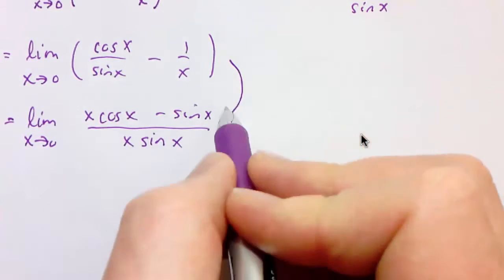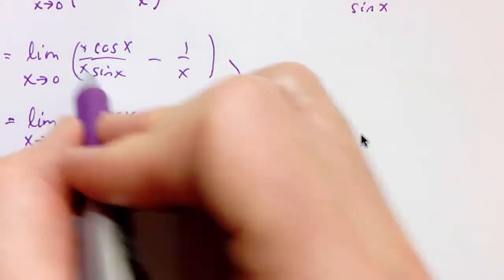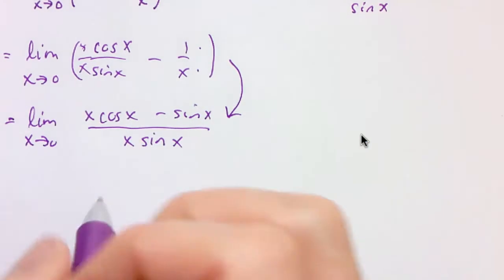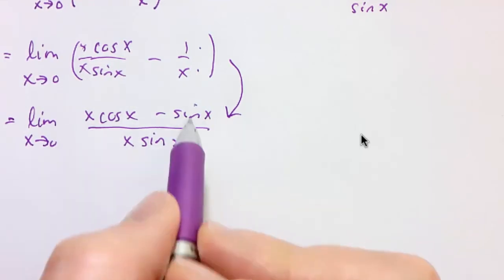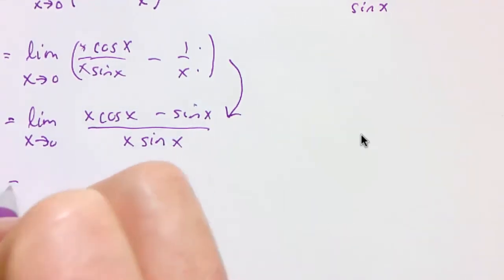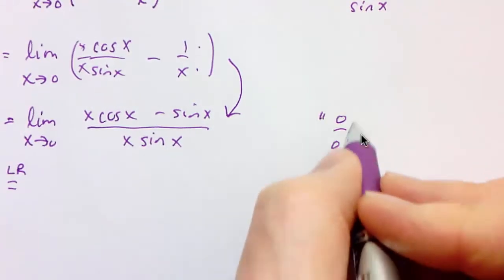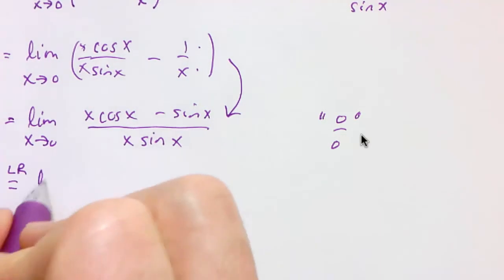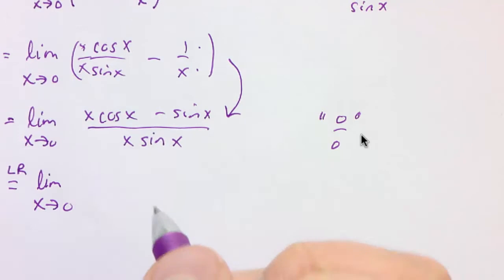Now from here to here, that's just getting a common denominator. So if you didn't see that, we're going to take and multiply by x over x and sine x over sine x, and then combine. As x goes to 0, I've got 0 minus 0, so we have 0 in the numerator, 0 in the denominator. We can do L'Hopital's rule now. This is now of the form 0 over 0, whereas before we had infinity minus infinity. Right, this is a bit messy, but doable.